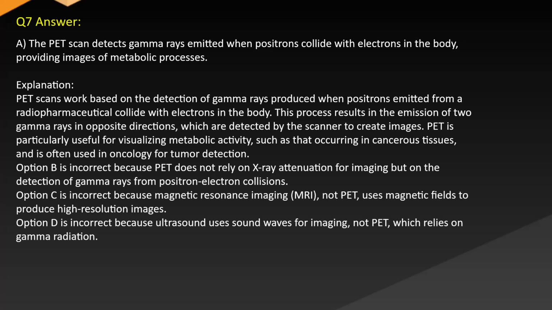Option B is incorrect because PET does not rely on X-ray attenuation for imaging but on the detection of gamma rays from positron-electron collisions. Option C is incorrect because magnetic resonance imaging, MRI, not PET, uses magnetic fields to produce high-resolution images. Option D is incorrect because ultrasound uses sound waves for imaging, not PET, which relies on gamma radiation.